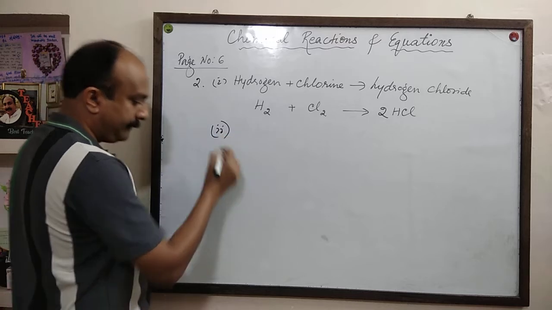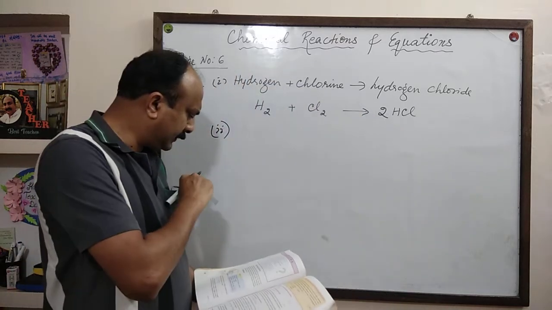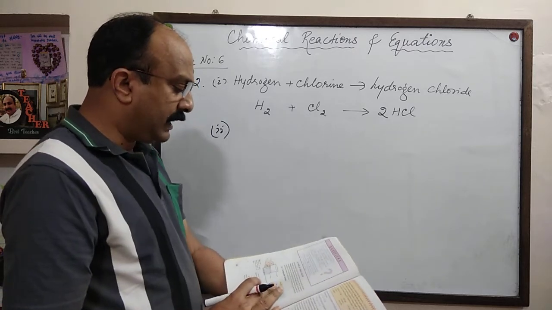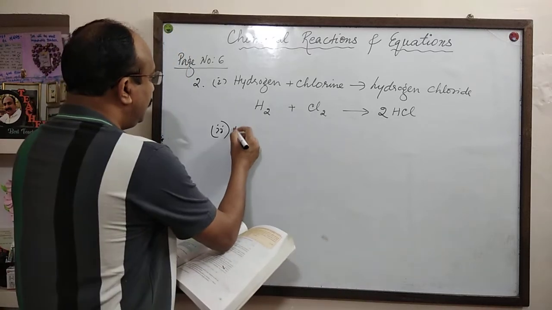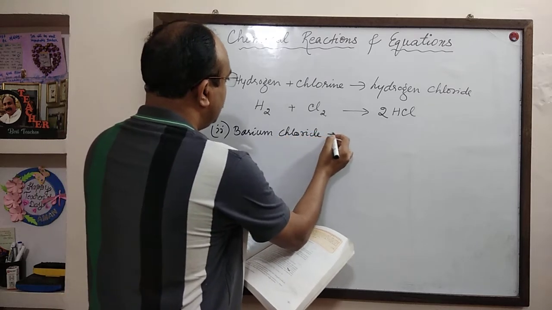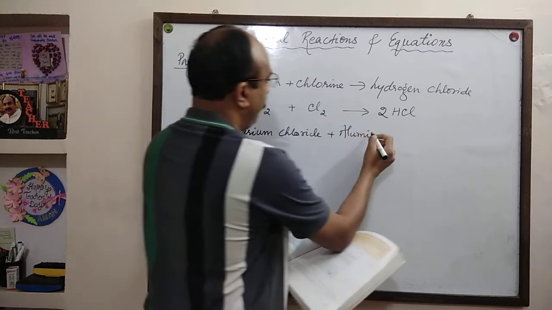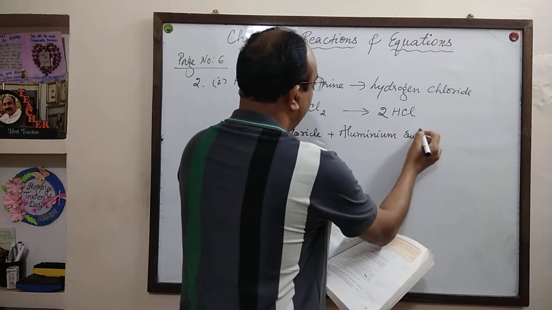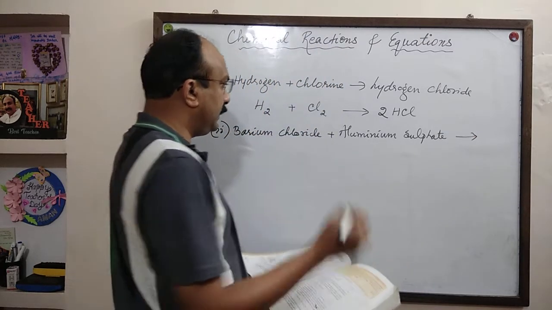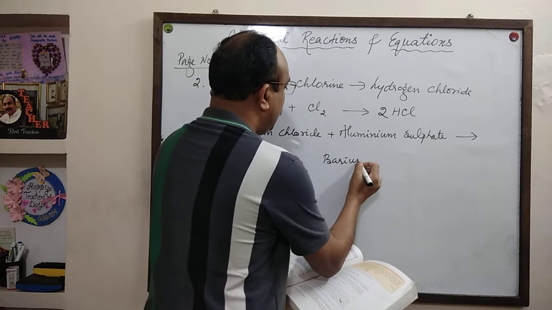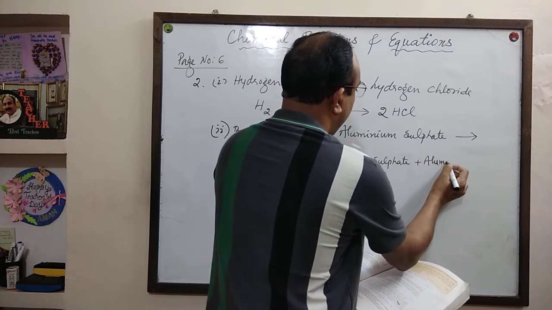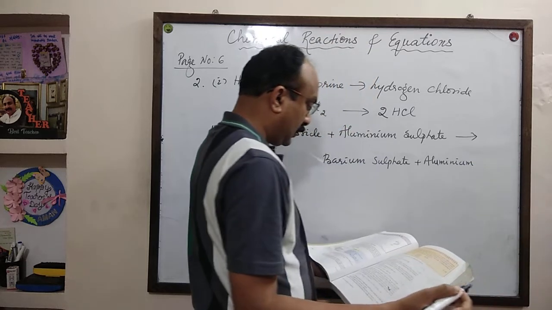Question number 2, next part. Barium chloride plus aluminium sulfate gives barium sulfate plus aluminium chloride.